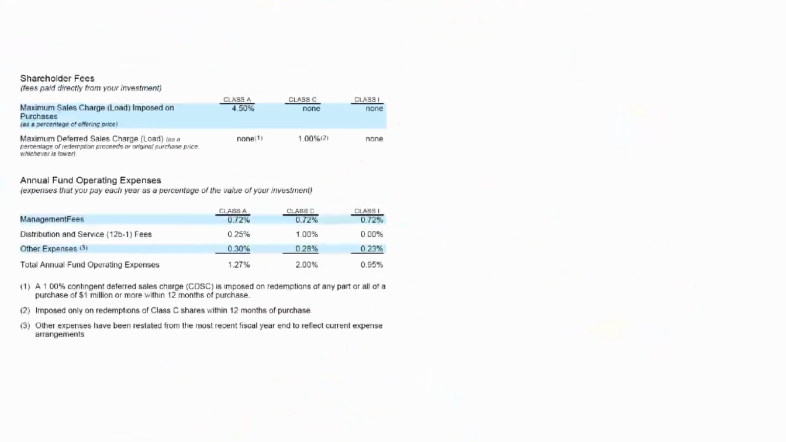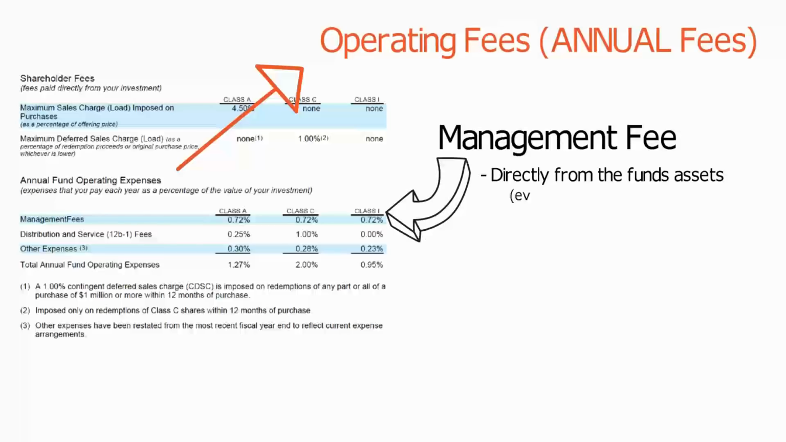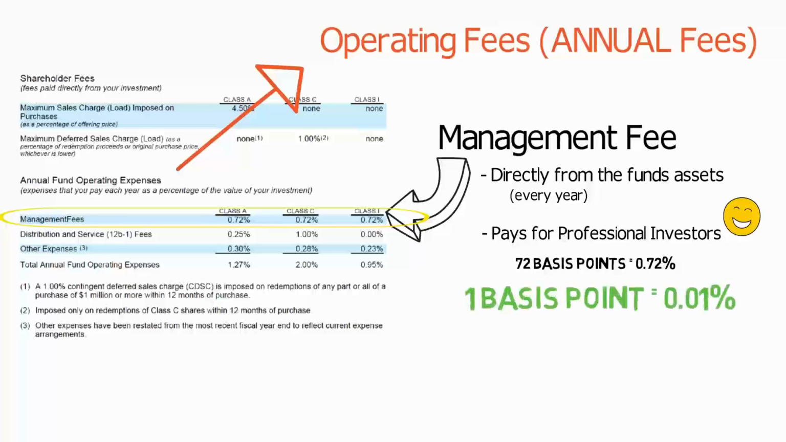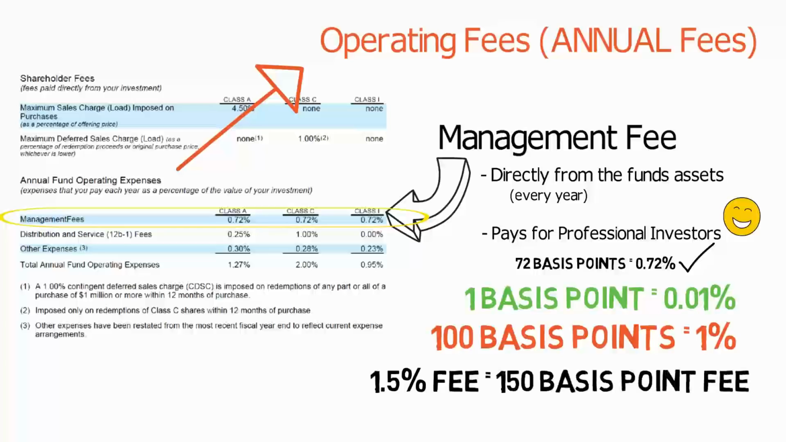Now on to the operating fees. First is the management fee. A management fee are fees paid out of the fund's assets on an annual basis to the investment advisor for managing the fund. With our fund example, we'll see that the fee is 72 basis points. A basis point is 1/100th of 1%, so 100 basis points is the same as 1%. So in this case, it's 72 basis points. If the fee had been 1.5%, you could say 150 basis points.